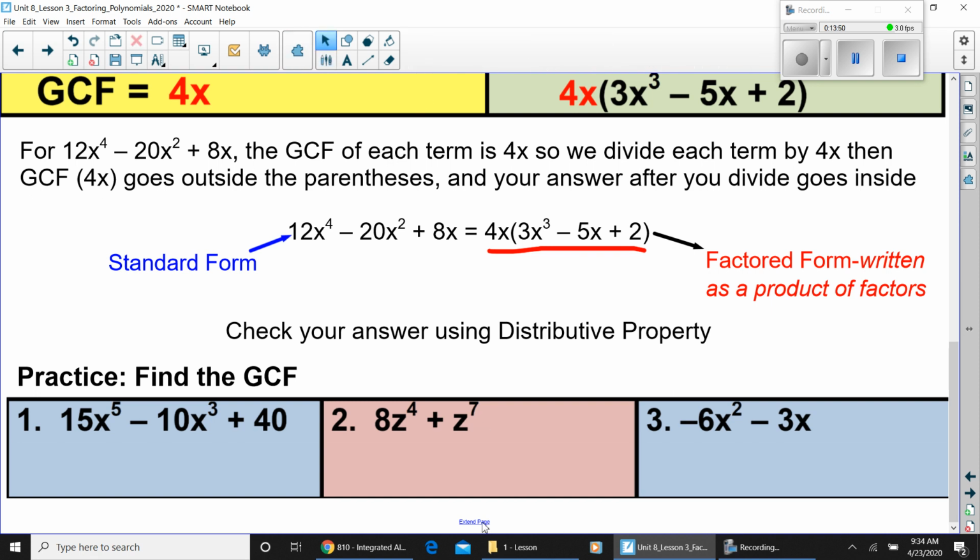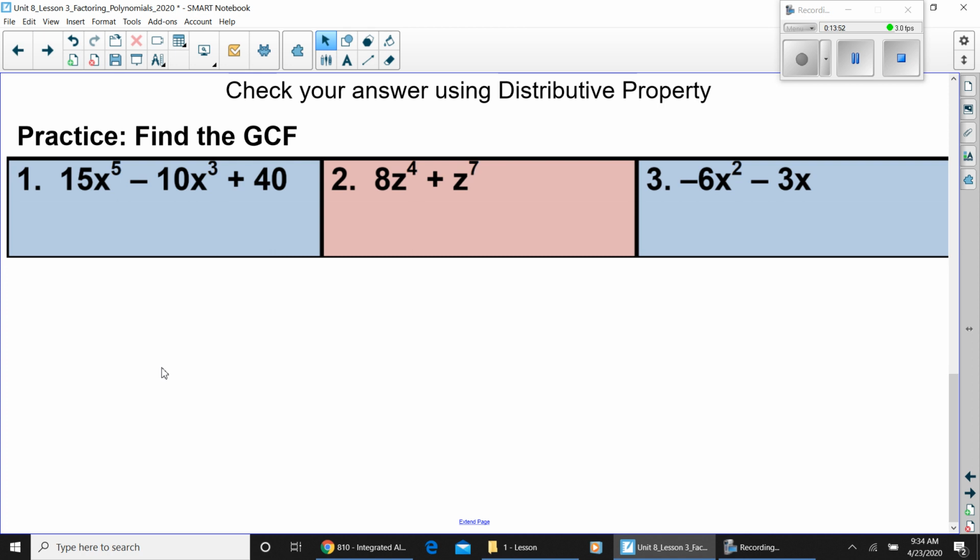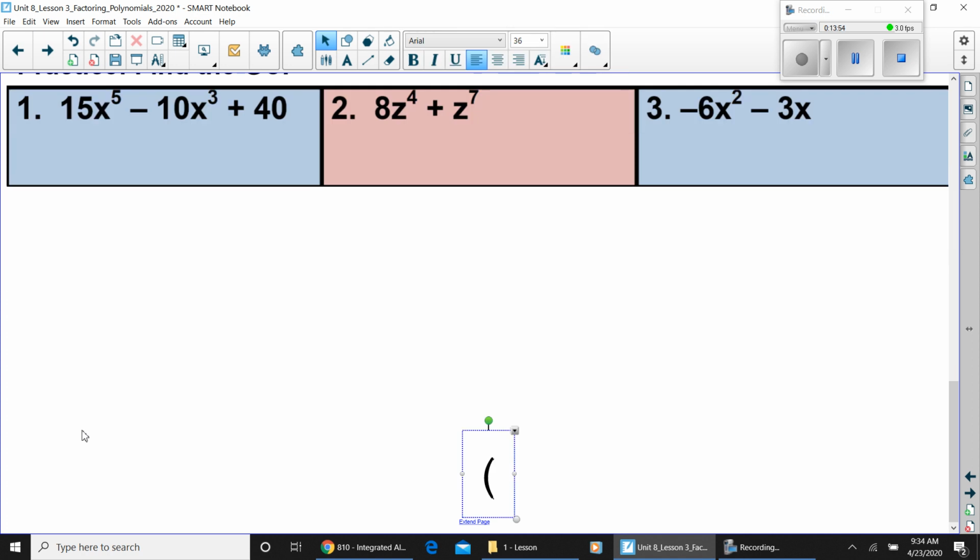So number one, the first thing that I would do is set up parentheses, right, and make them large. All right, so you have parentheses like that. All right, I'm going to underline the numbers only, the coefficients.